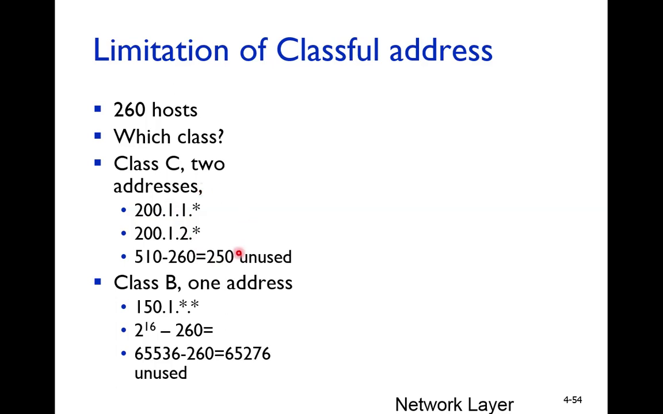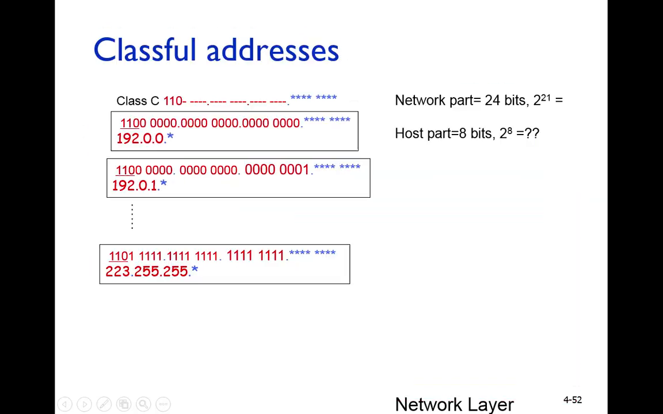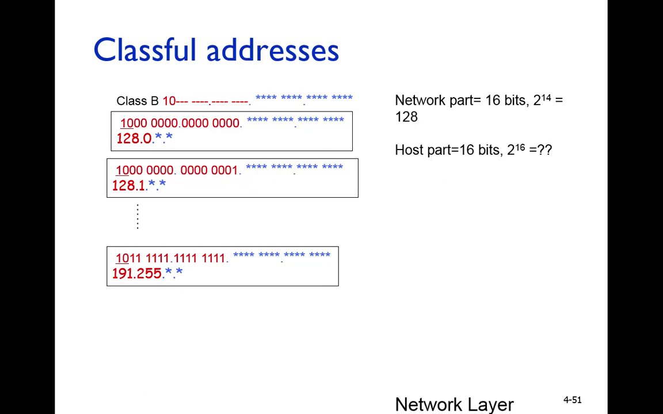Okay, suppose for 260 hosts the organization takes one class B address, for example 150.1. In class B addresses, the last two bytes are reserved for the host part. You can see that in class B addresses, we have the first two bytes as network part and the last two bytes reserved for host part. So that means we can have 2^16 hosts.